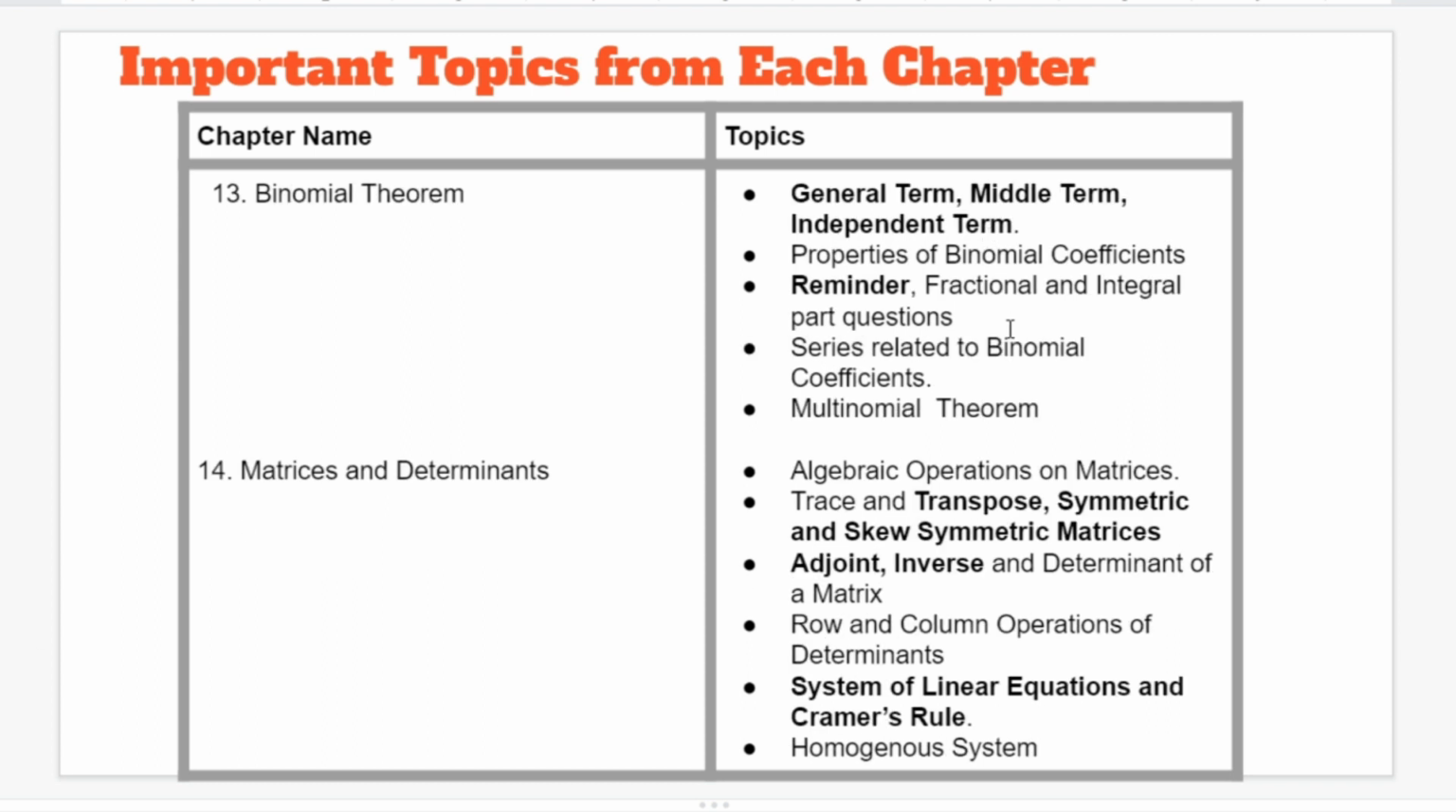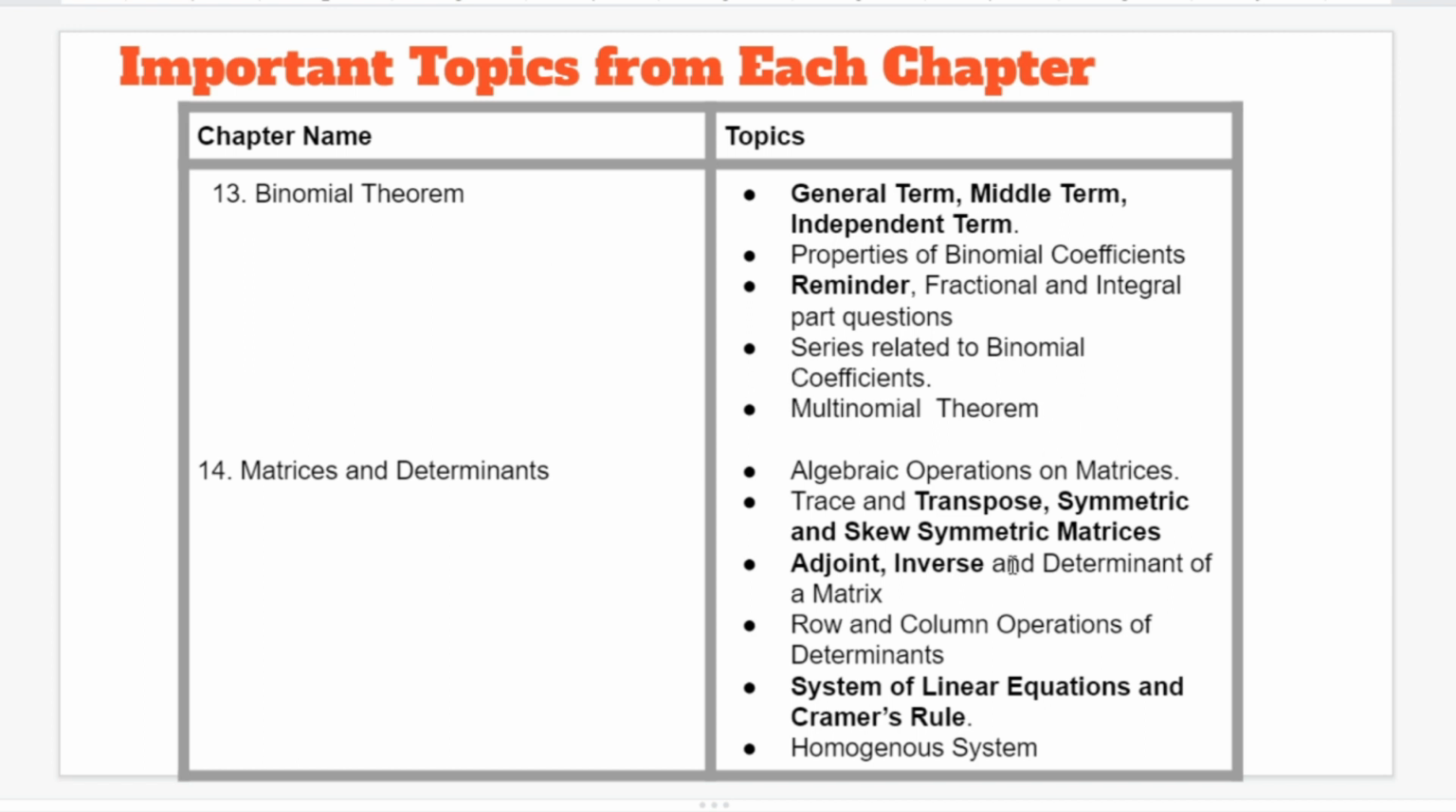Coming to binomial theorem, in general they'll ask tricky questions but on simple concepts, I should say, from general term, middle term, independent term. The formulas for these are very simple and direct, but usually they'll not ask very simple questions on it. They'll try to involve different chapters, with applications of binomial, remainder finding related questions, fractional and integral parts questions, and also properties of binomial coefficients. You can try to go through that. And multinomial theorem, they usually ask some questions related to that, not in majority, but they do try to include that.